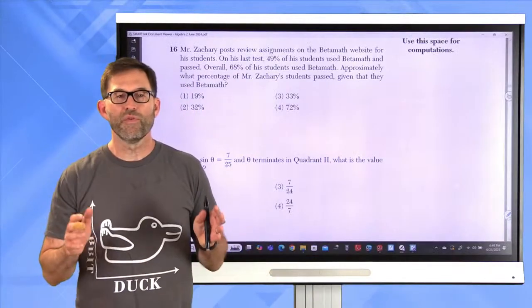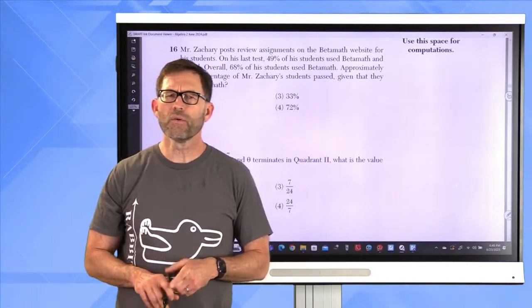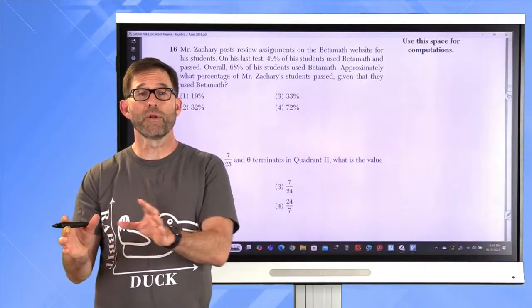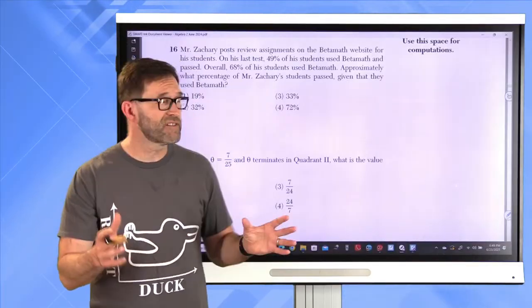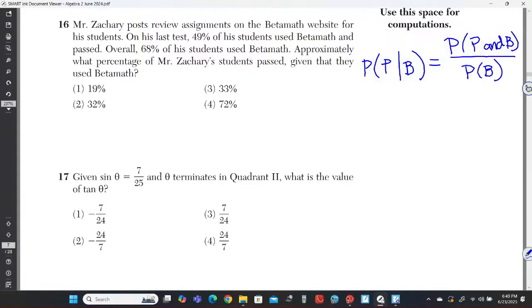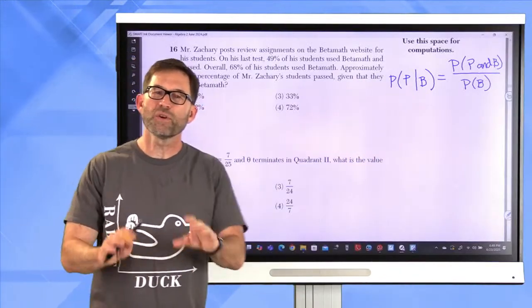So this is what's known as a conditional probability problem. Your teacher probably laid it out in many different ways, and there are easy conditional probability problems and there are harder ones. There's a technical formula that says the probability that we pass, given that we use Beta Math, is equal to the probability that we passed and we used Beta Math, all divided by the probability we used Beta Math. But this is kind of an obscure formula, and it's a little bit tricky to think about. So consider this.